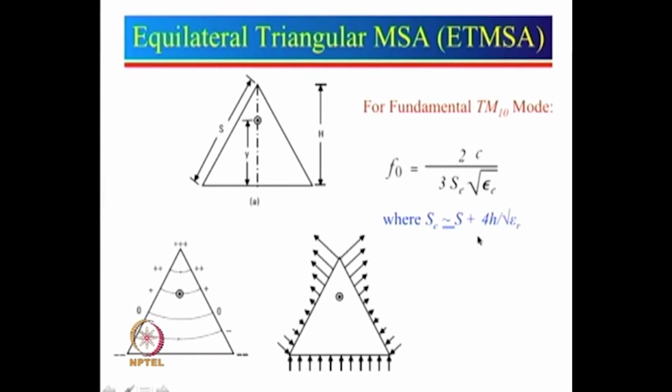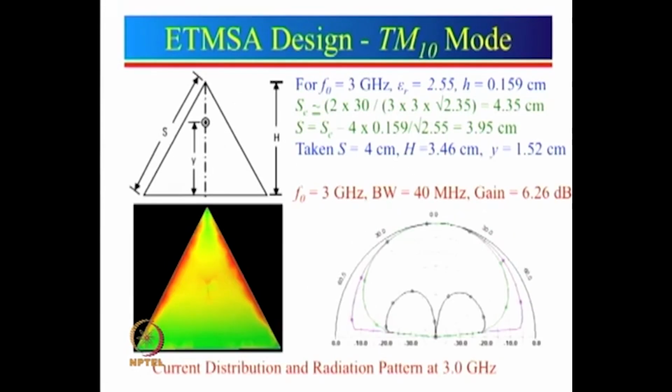So, if we use this particular value for the derivation, let us see what we get now. Here we have taken an example: an ET MSA design for the fundamental mode. We have taken the 10 mode, F0 as the design frequency of 3 gigahertz, epsilon r as 2.55, H as 0.159, and tan delta as 0.001.